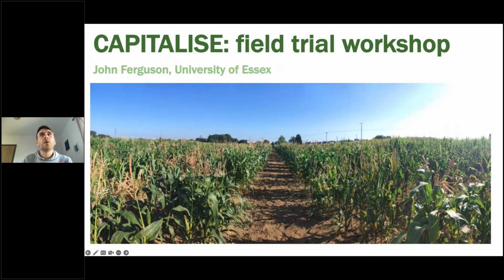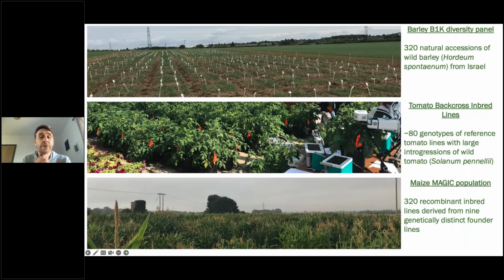To give you a broader context with the work we do at CAPITALISE, we're interested in 3 species. We work with barley, tomato and maize. These are 3 very important crops for European agriculture. For my part of the project in particular, I'm interested in using these pipelines relating to measuring photosynthesis to screen natural variation within these 3 species.